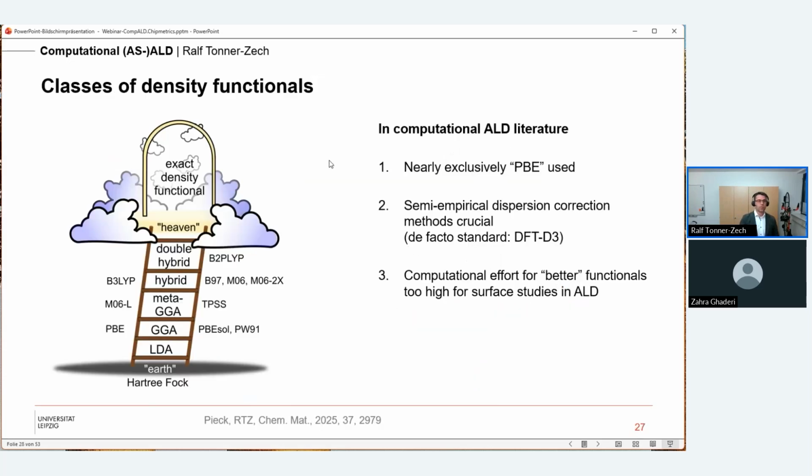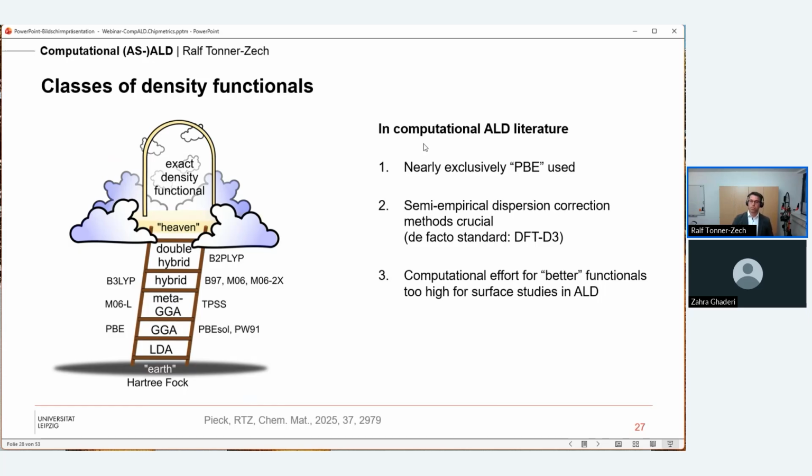So if you read the ALD literature, you will see that there's actually not much variety in the density functions that people use, but I want to at least show you that there are different density functions. They are historically arranged on this kind of biblically inspired Jacob's ladder. So we have different classes of density functions, LDA, GGA, and so on. And they're ordered here, but one important thing is that if you go up one rung on this ladder, it doesn't mean that it really gets more accurate.